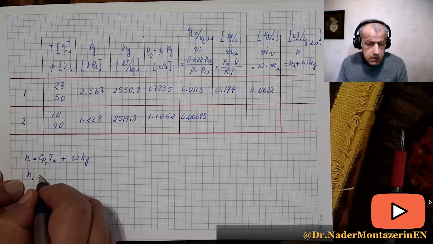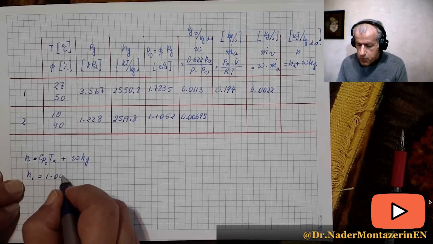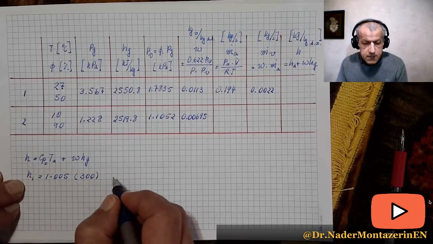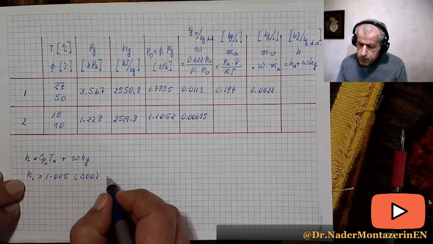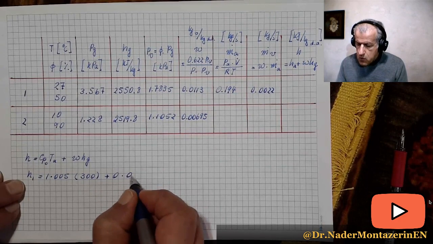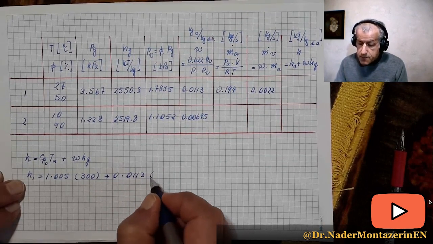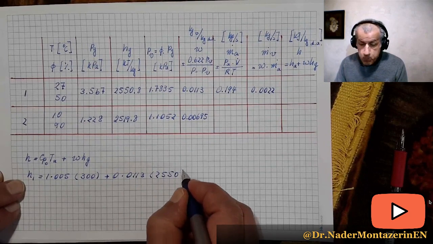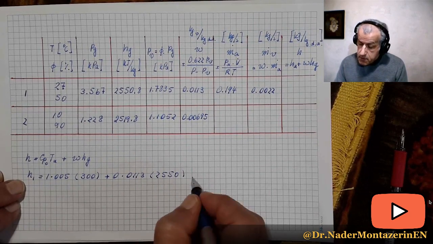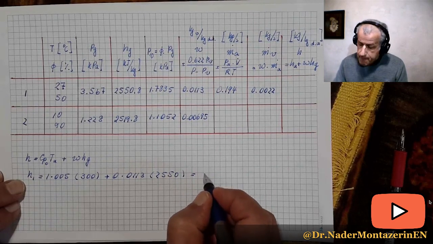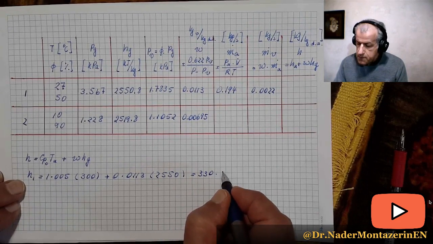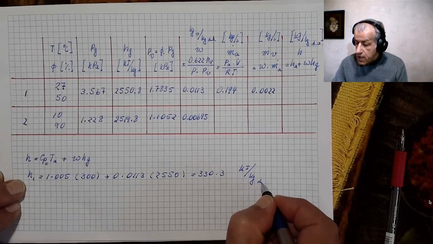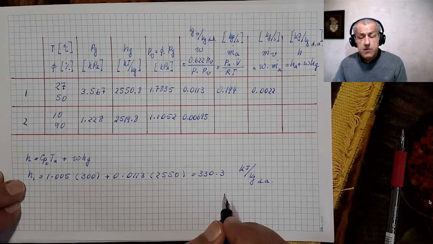So H1 equals Cp0, which is 1.005, times T, which is 300 Kelvin, plus 0.0113 times Hg, which is 2550, and the outcome is 330.3 kilojoule per kilogram of dry air. Don't forget that it's per kilogram of dry air.